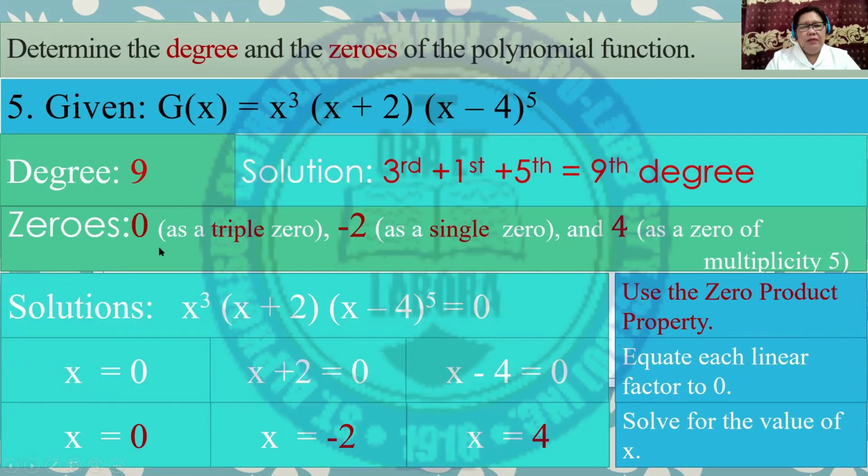That is why we have 0, negative 2, and 4. And all in all, there are 9 zeros. 3 with a value of 0. There is only 1 with a value of negative 2. And 5 zeros with a value of 4.